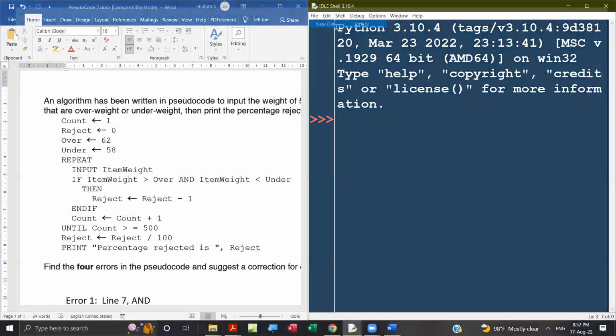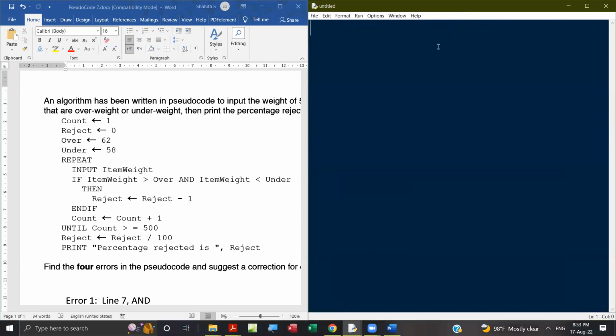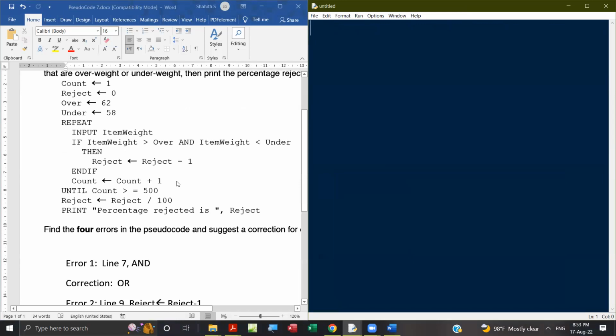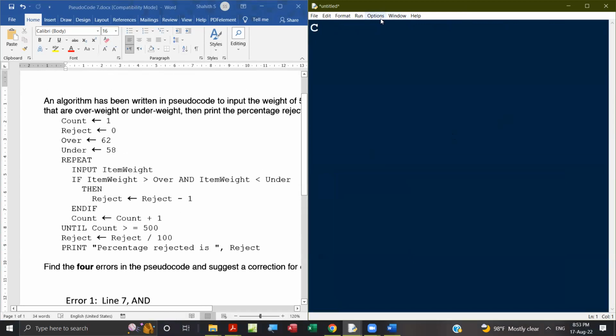File, new. At first count is set to 0. Count is set to 1 here. We can change it to 0 also, but we need to modify the until statement. Different types of algorithms are there for the same program. Reject is set to 0. Over is set to 62 for overweight, and under is set to 58 for underweight.